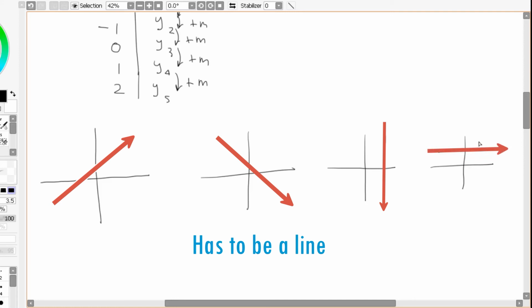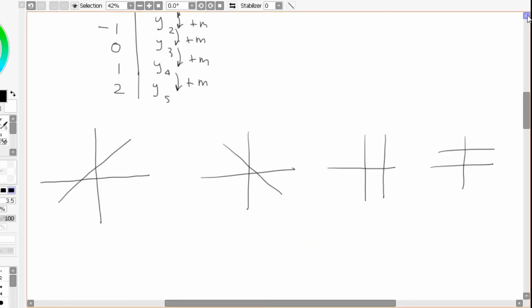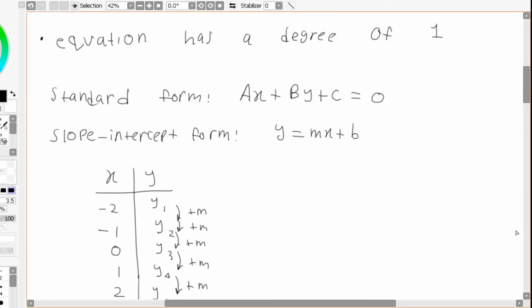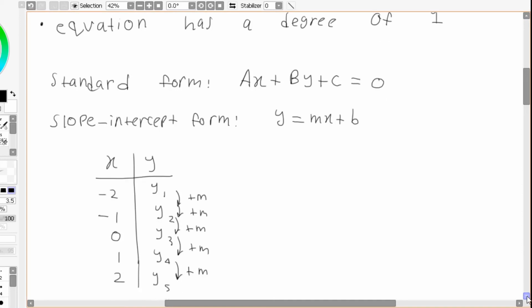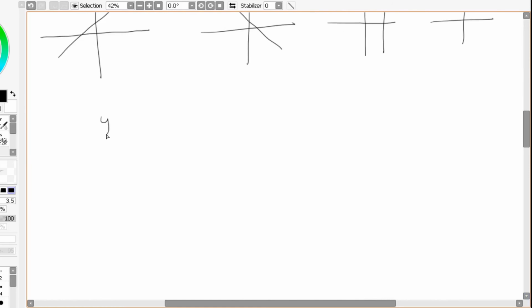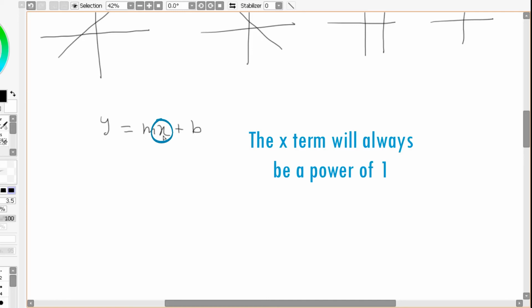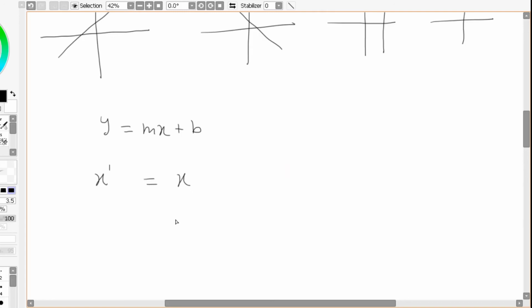The third condition is that the equation has a degree of 1. This means that in an equation representing y in terms of x, such as y equals mx plus b, the x term will always be a power of 1. It really is just x to the power of 1, which is x. As long as those conditions are met, you will have a linear relation of x to y.